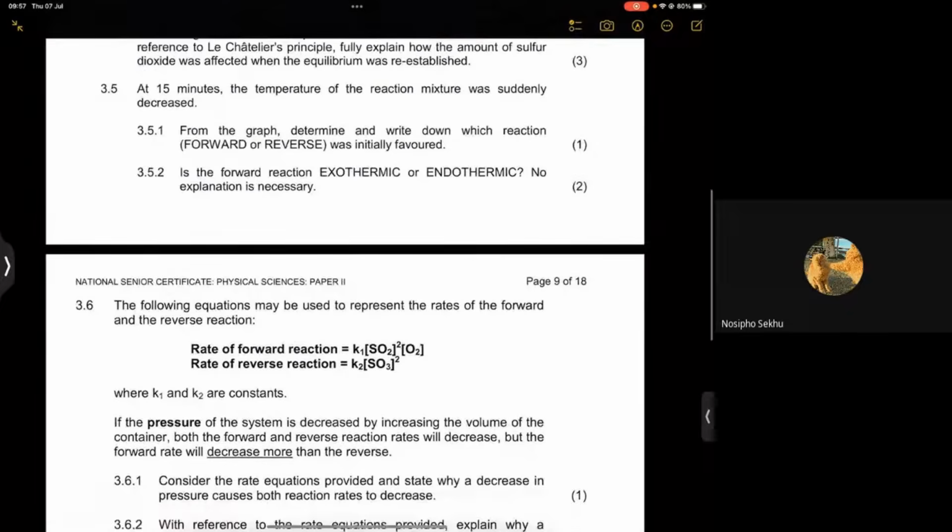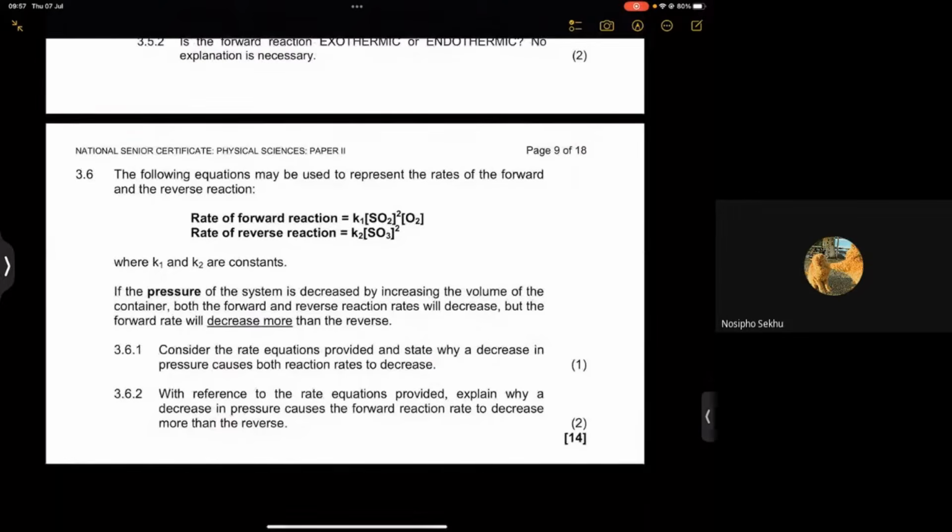Let's quickly run. They say the following equations may be used to represent the rates of the forward and the reverse reaction, where K1 and K2 are constants. So they're trying to use the equilibrium constant here. They say if the pressure of the system is decreased by increasing the volume of the container, both the forward and the reverse reaction rates will decrease, but the forward rate will decrease more than the reverse.